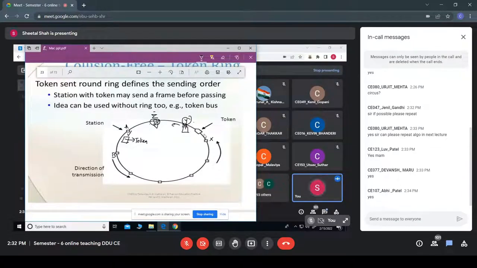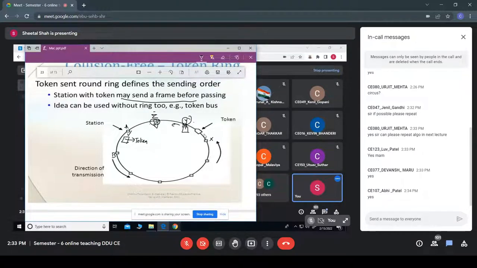As you know, only one token is there in the network, and since only one token is there, only one station at a time would be able to transmit through this network, and hence collision would not occur. So you can see that the token is sent around the ring. The station with the token may send the frame before passing. Only the station which holds the token can send the frame through this ring, and the rest of the stations have to be idle.